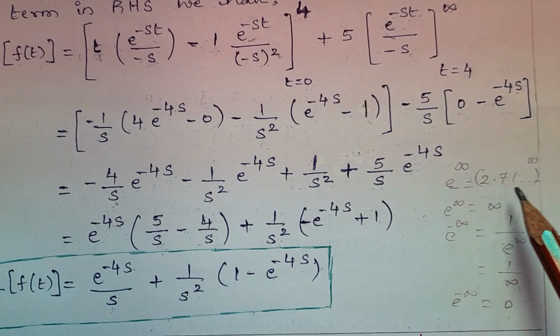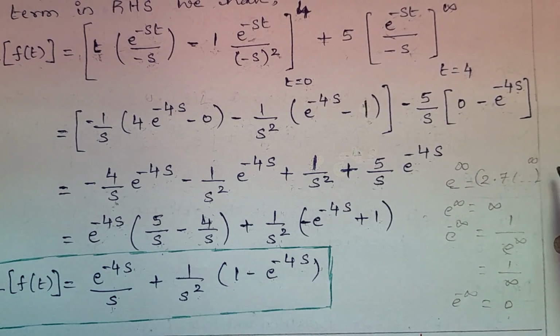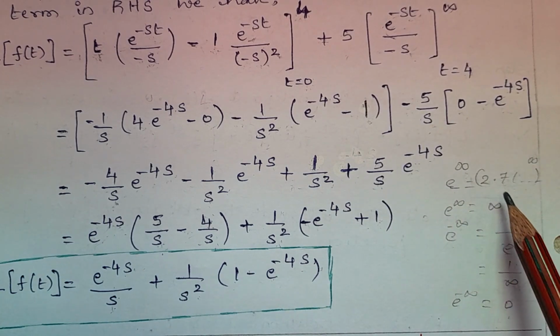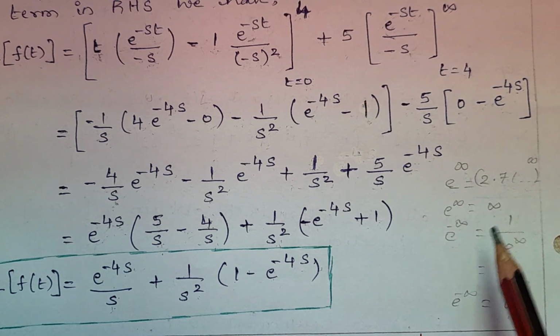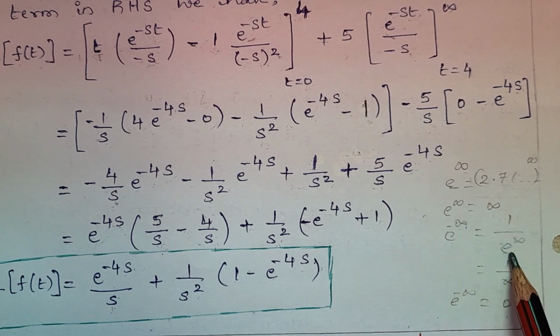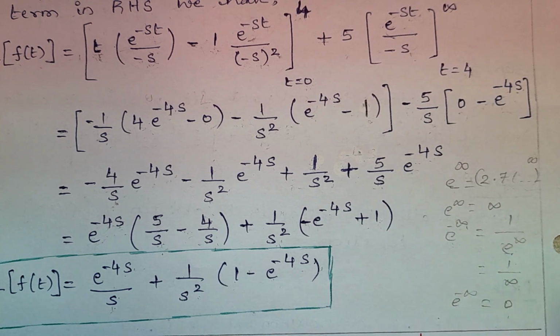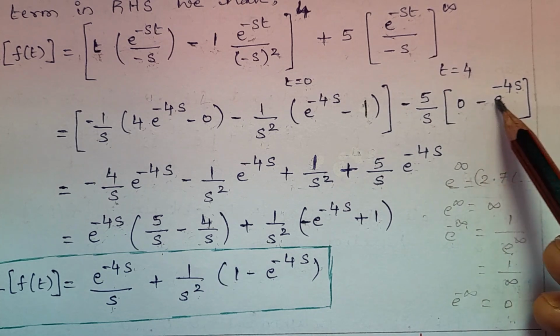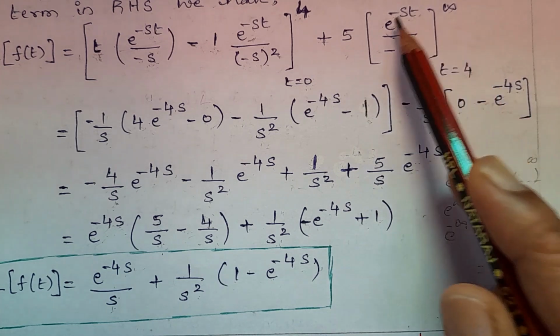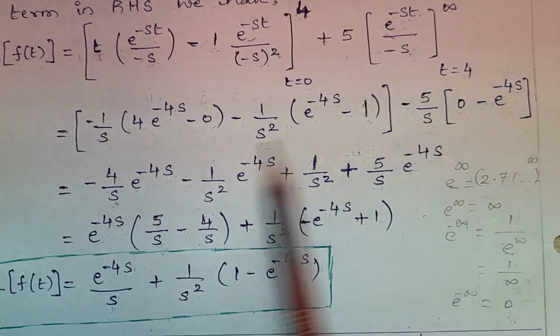Because e power of infinity is 2.71 something to the power of infinity, so 2.71 etc. to the power of infinity becomes infinity. E power of minus infinity is reciprocal of e power of infinity. So e power of infinity value is infinity. Any value by infinity is 0. So therefore e power of minus infinity value is 0. Put 0 here. Next apply the lower limit, minus e power of minus 4s.